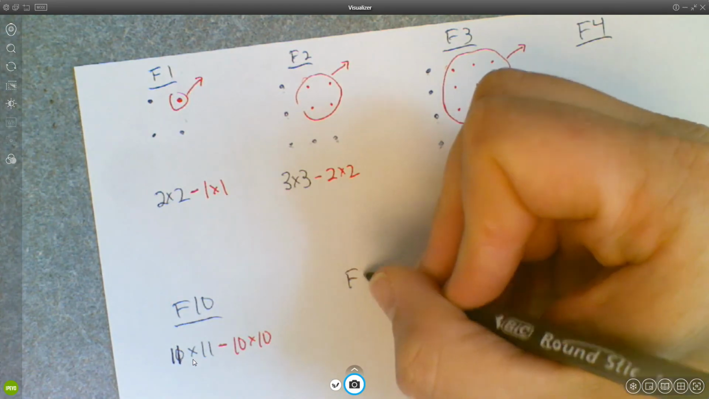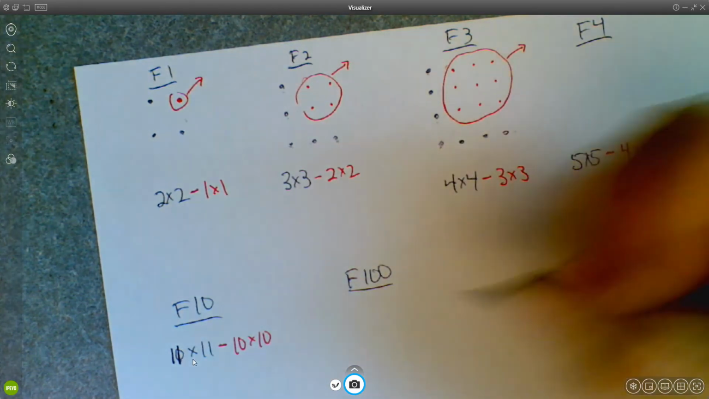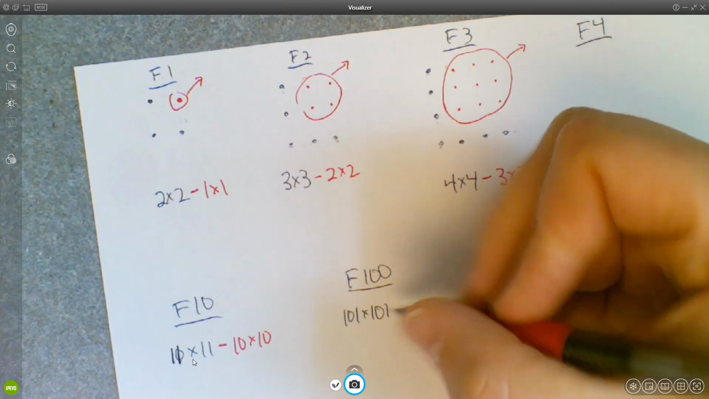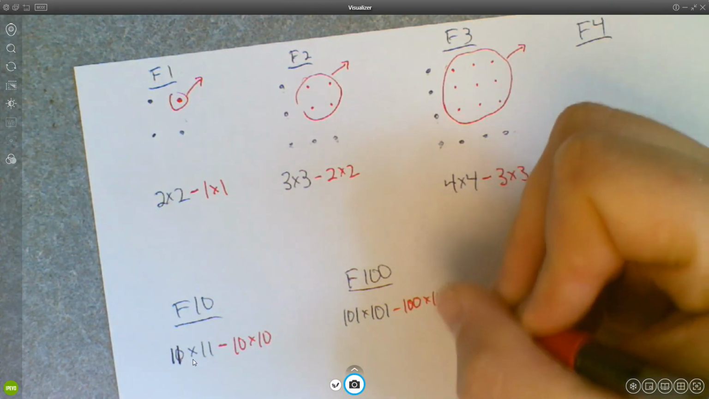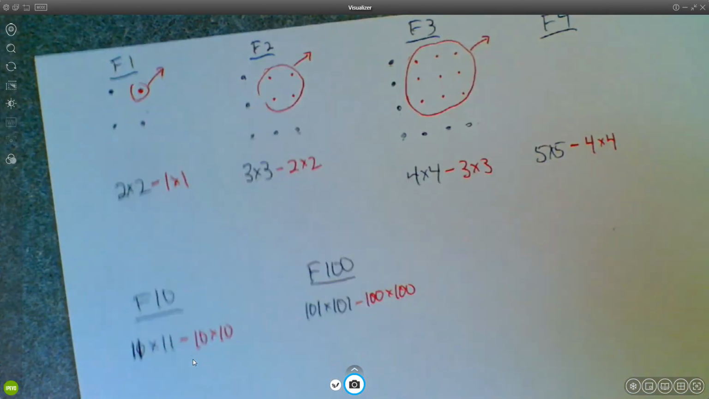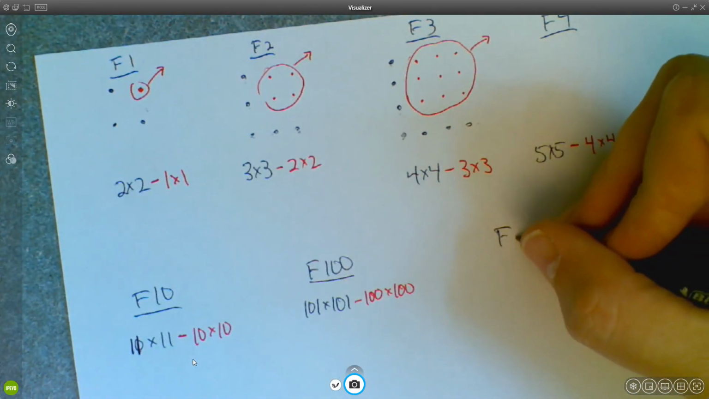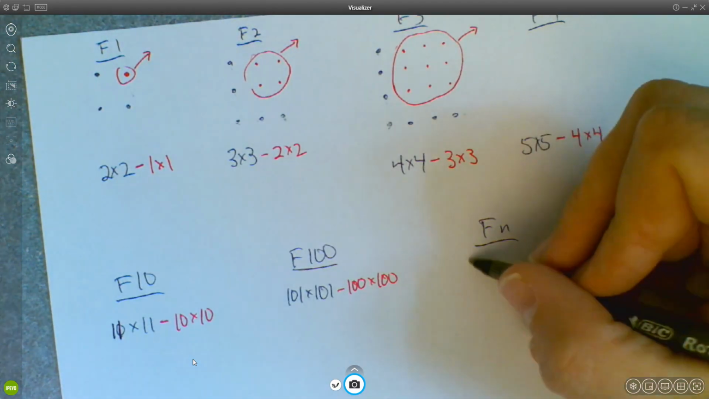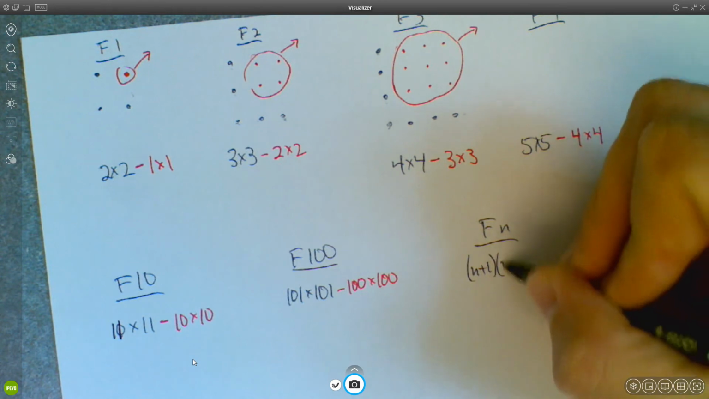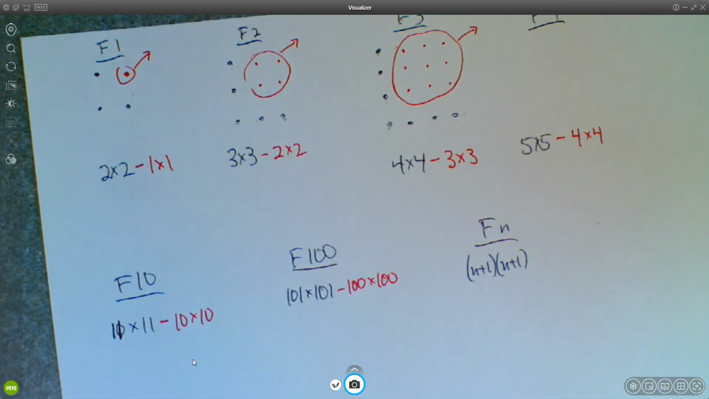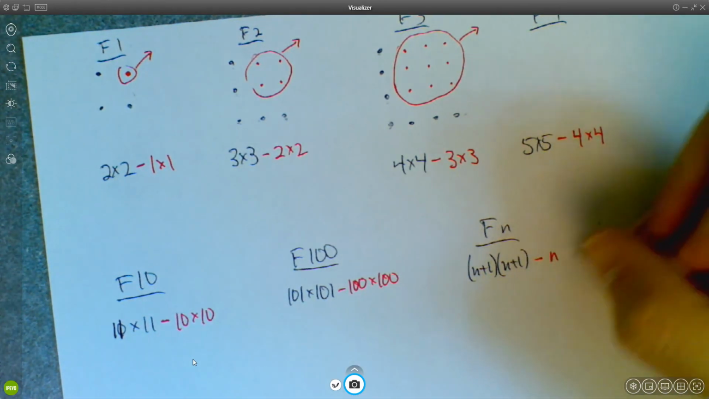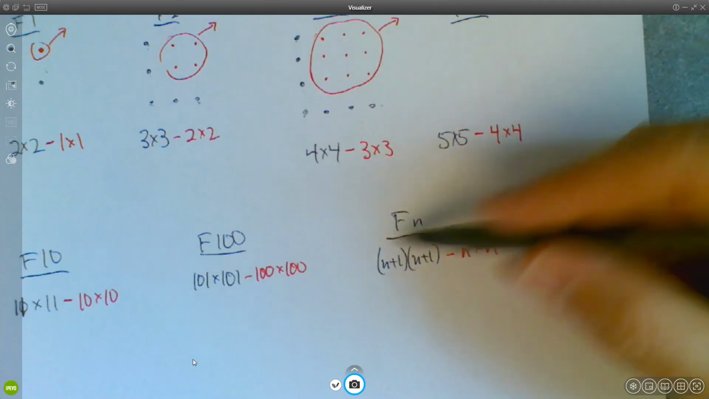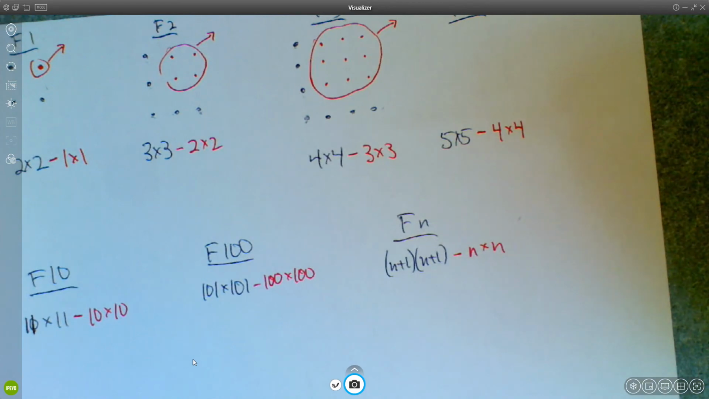And for figure 100, it's going to be 101 times 101 minus 100 times 100. And for figure n, it's going to be figure number plus 1 times figure number plus 1, minus figure number times figure number. Okay, we can simplify that. That takes a little bit more algebra to simplify.